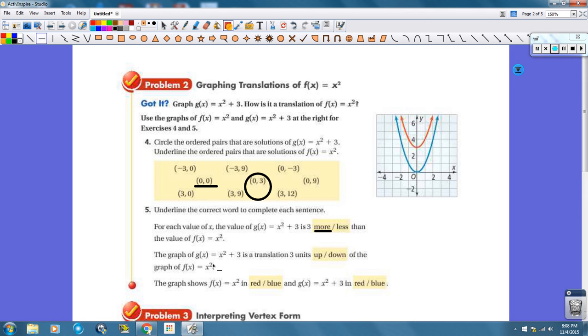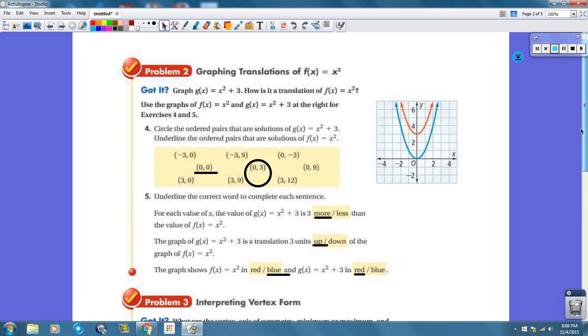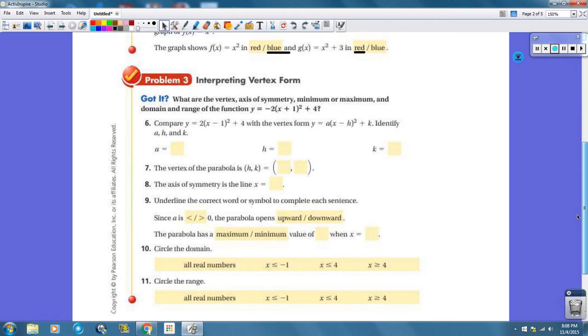Okay. This is translated up or down from the parent function. Translate it up. Okay. And then which one is in red? That would be this one. And the parent function is in blue, because remember it would start at the origin. Okay, so that takes care of that much. Again, please feel free to rewind this as much as you need to. Okay, so let's go to this part next.